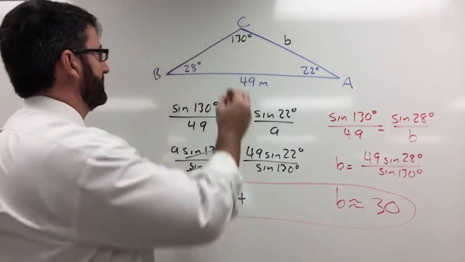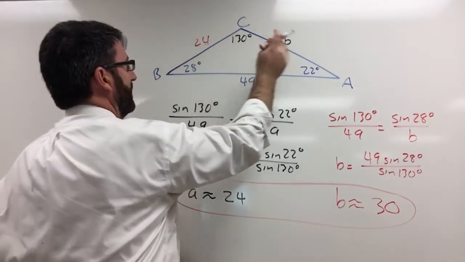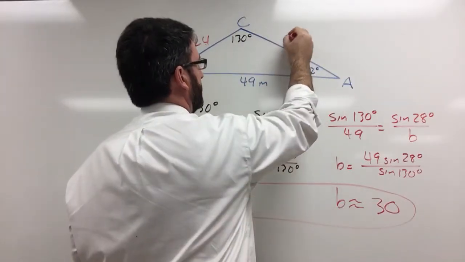So A is going to be equal to 24 and B is equal to 30.